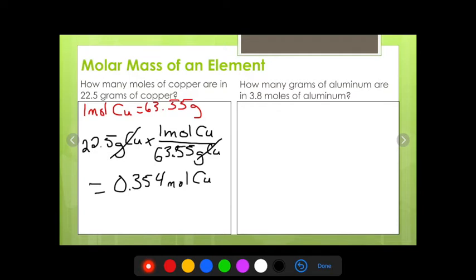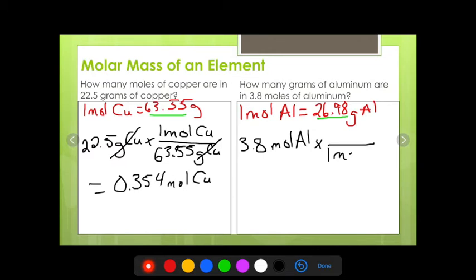Okay, then the other one says how many grams of aluminum are in 3.8 moles of aluminum. So again, we saw that 1 mole of aluminum weighs 26.98 grams of aluminum. So again, I'm getting this number here from the periodic table. Okay, so we're going to start with our moles, 3.8 moles, and we want to go to grams. So I'm going to put moles on the bottom, 1 mole of aluminum, 26.98 grams of aluminum. So moles of aluminum cancel, and I get 1 times 10 to the second grams of aluminum.